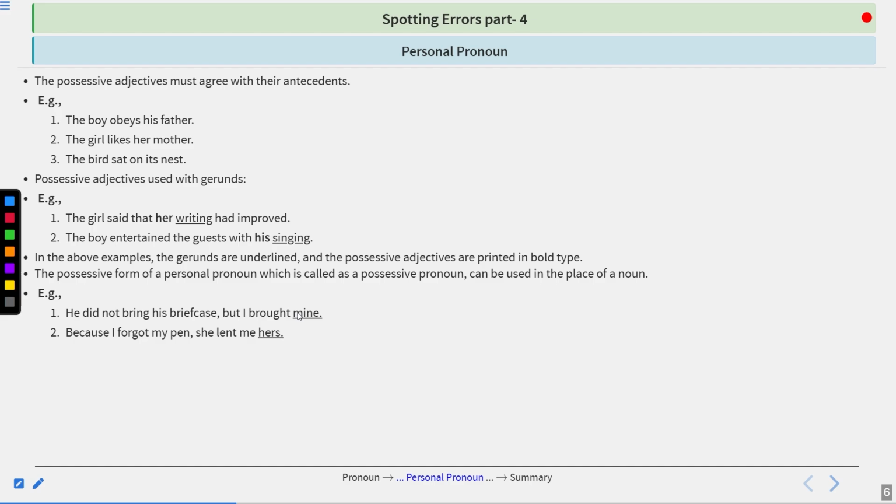The next one, because I forgot my pen, she lends me hers. Instead of using her pen again and again, why do we repeat nouns? So we have used hers here. Her pen is equal to hers. In the above sentences, the possessive pronouns are underlined.